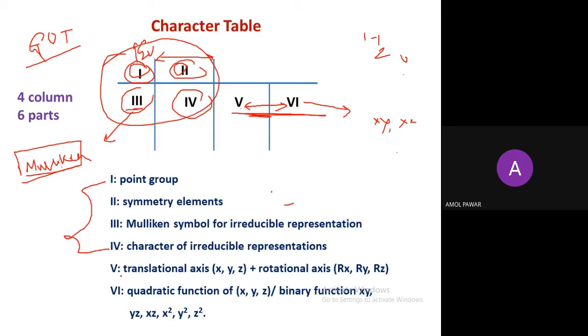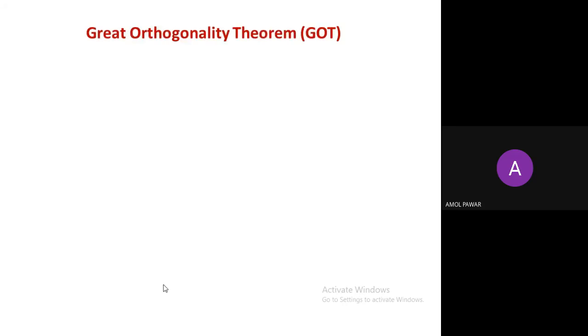Part 5 is translational axis, rotational axis, and quadratic function. Now, as I told you, the irreducible representation for a group can be derived using the great orthogonality theorem, GOT. So what are the postulates of GOT to write a character table? Construction of a character table is based on the postulates of the great orthogonality theorem.